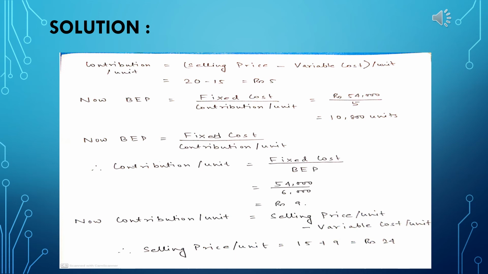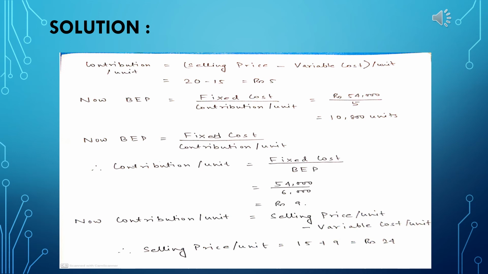Now if we move back to the calculation of break-even point, it is practically fixed cost divided by contribution per unit, where our fixed overhead has been given in the sum as 54,000, and the contribution per unit we have calculated as rupees 5. We easily get the break-even point to be 10,800.